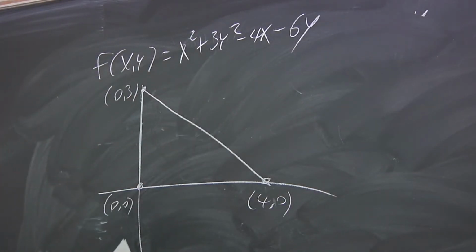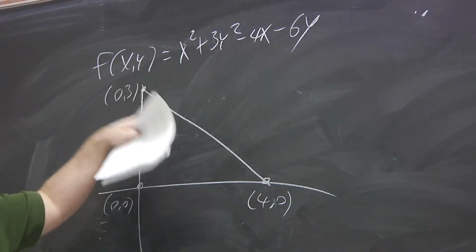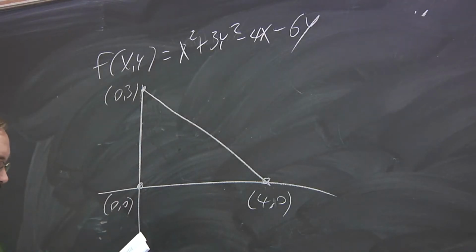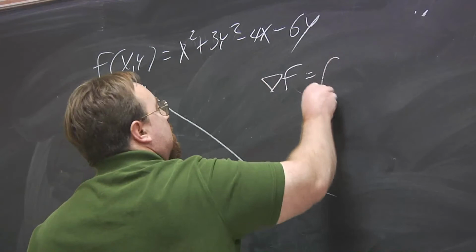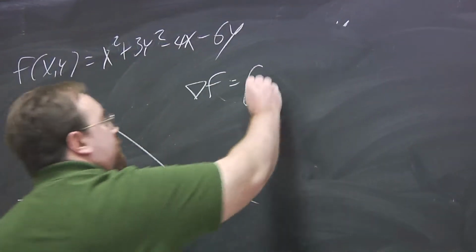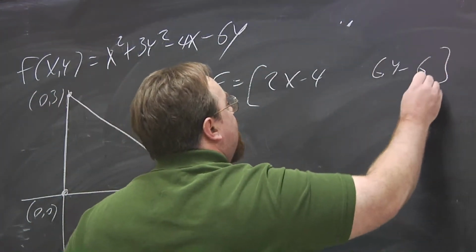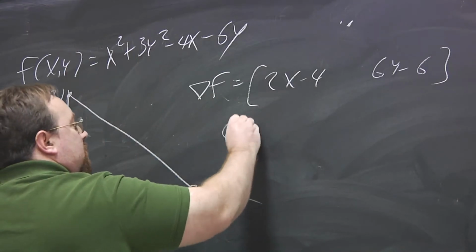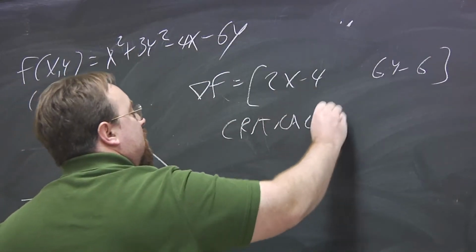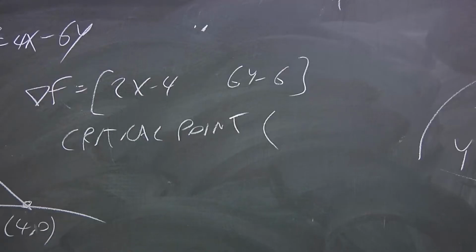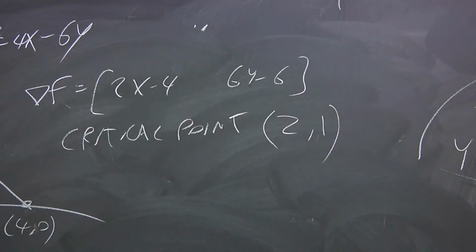We need to consider what's inside here and all three edges. So, first we do like before, check the gradient. What is the gradient? 2x minus 4, 6y minus 6. So we have one and only critical point. What is that going to be? (2, 1). Alright, now let's see where that point is.